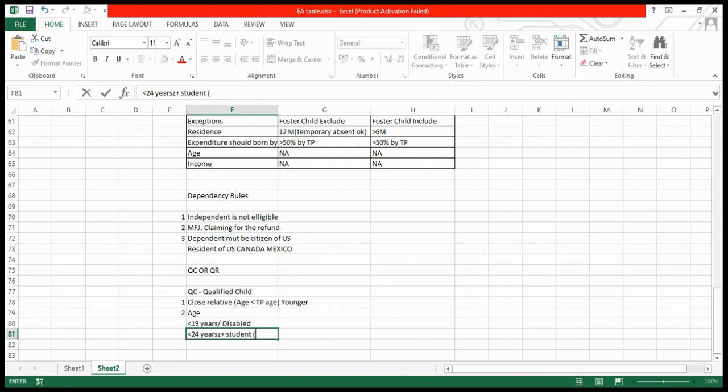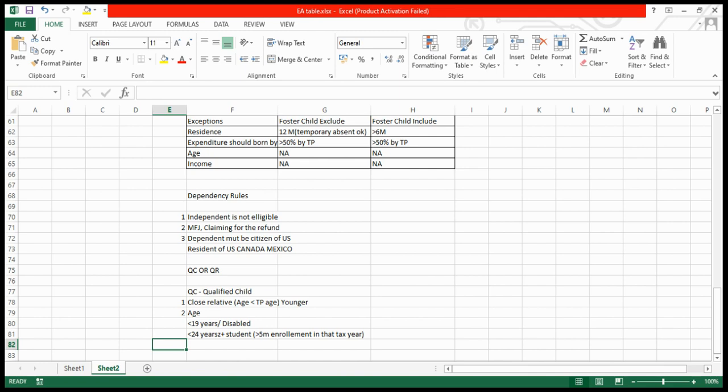student. How do you define someone as a student? He should be registered for any course for more than 5 months of enrollment in the tax year. So for the age condition less than 19 years or disabled person, you don't need to satisfy any other condition. So he can be part of qualified child.